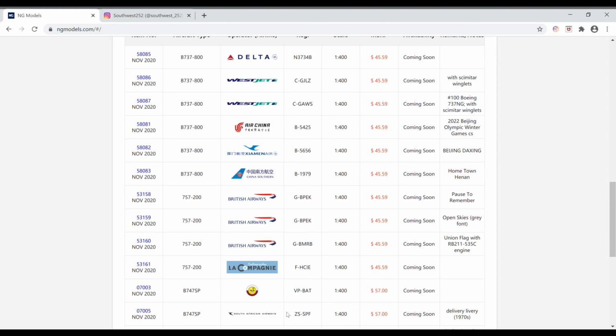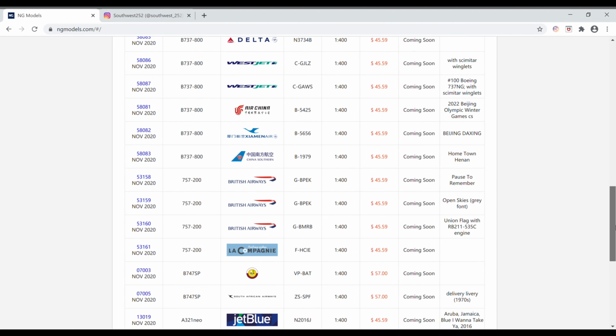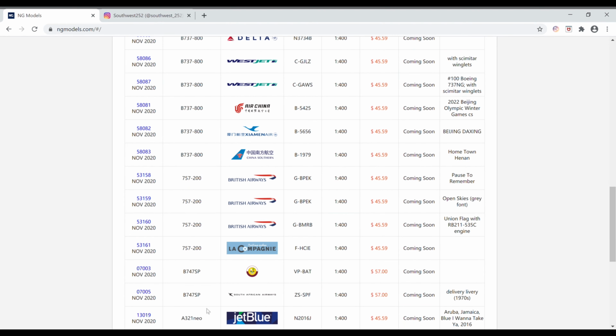Next, we have the South African Airways Boeing 747SP. The registration is Zulu Sierra-Sierra Papa Foxtrot. It is $57, and this is the 1970s livery. And the item number is 07005.